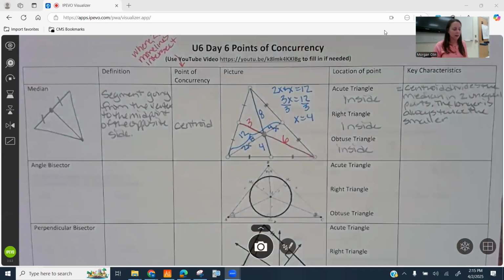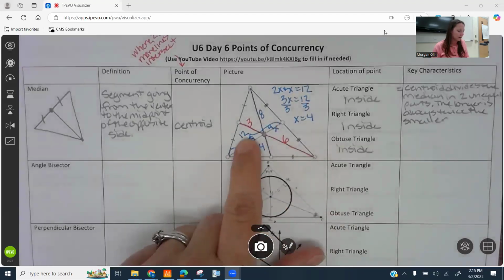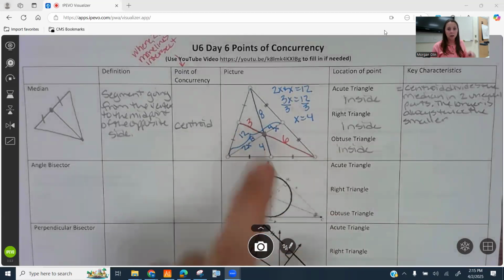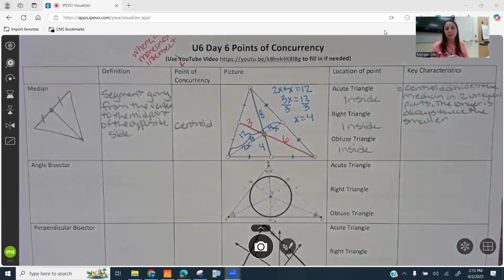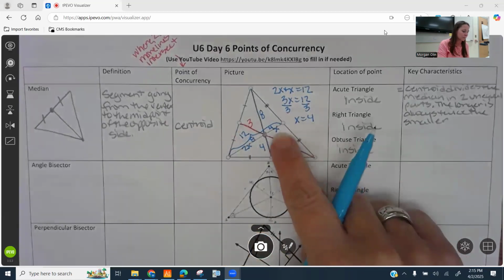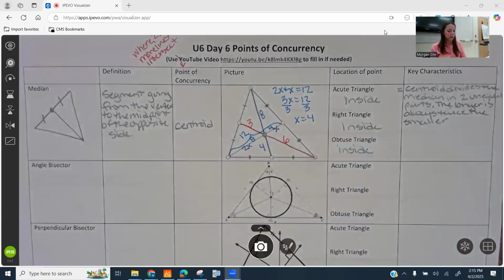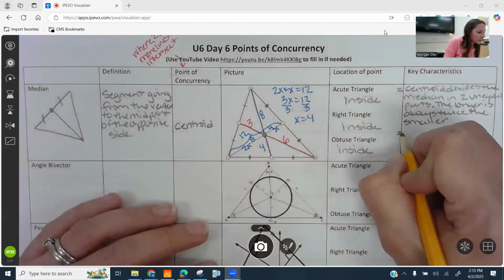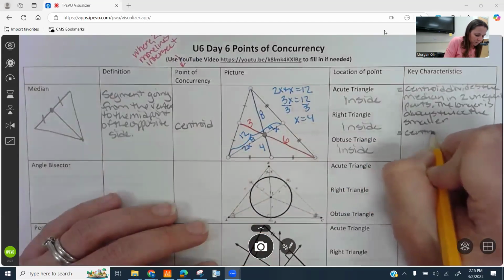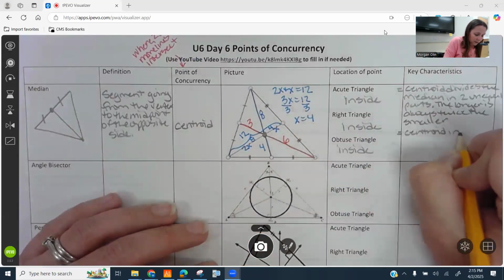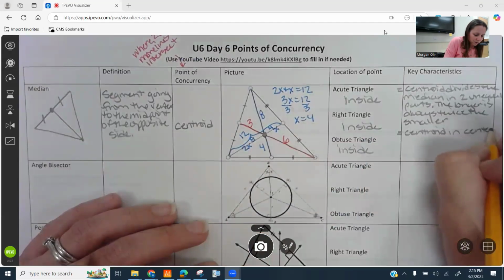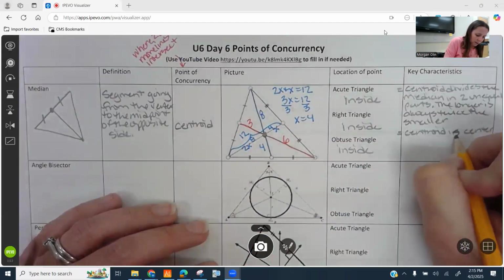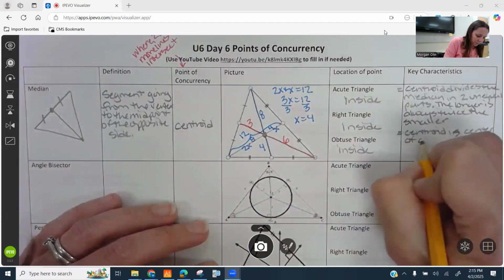All right, so they could do that. And the equation will be the same each time, and you're always basically dividing that whole length of that segment by 3. And then you've got the small segment, multiply it by 2, and you've got the bigger one. All right, now another thing about the centroid is the centroid is called the center of gravity.